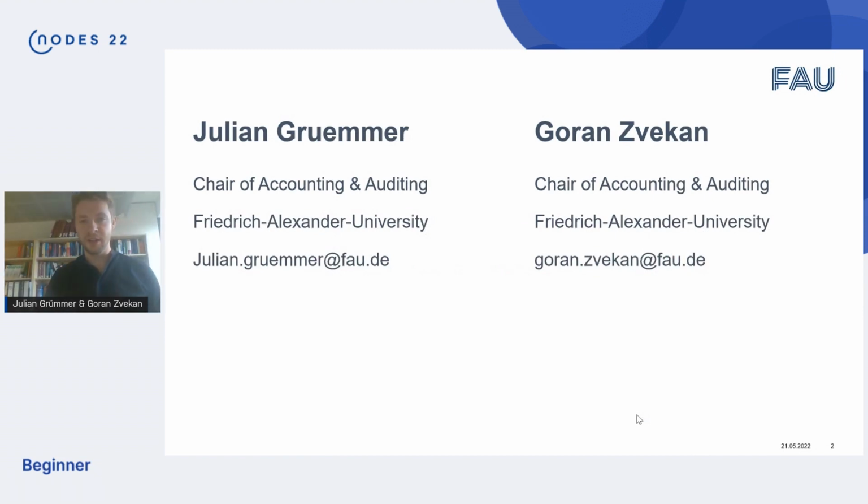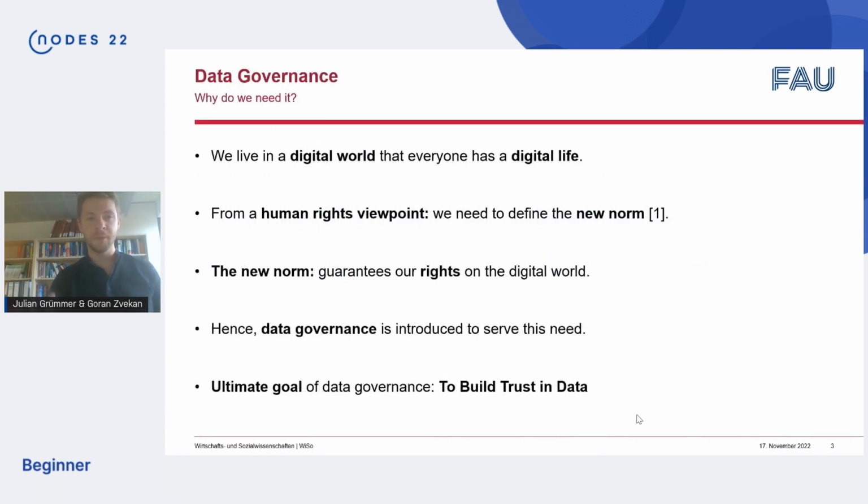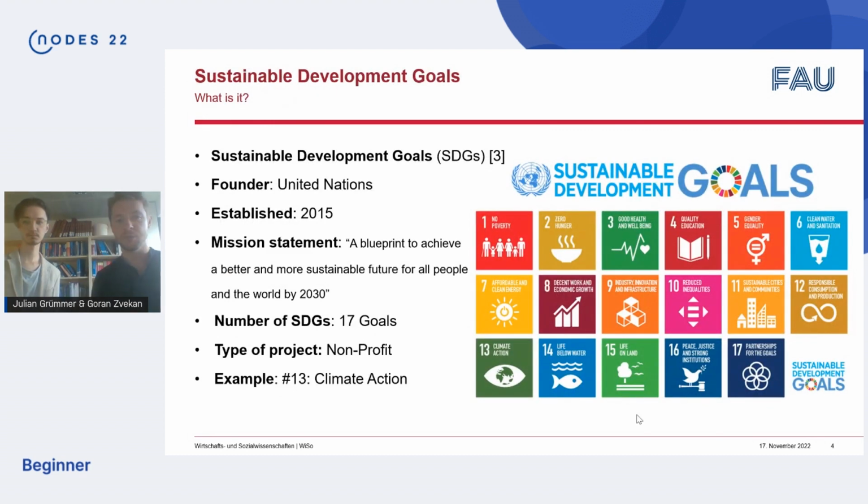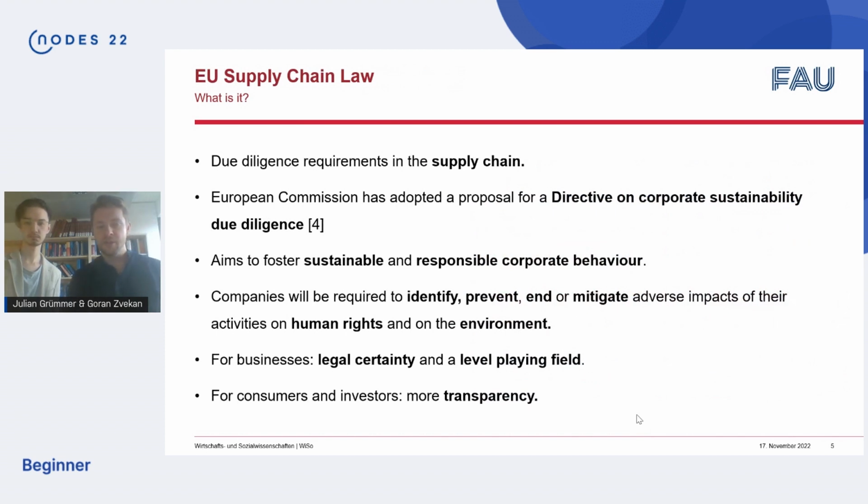Like I already said, my name is Julian, this is Goran, and to give you a little bit of overview of what we are doing, it's all about data governance in the beginning. We live in a digital world where everyone has a digital life. There are various reasons to look at sustainability, Sustainable Development Goals, and ESG-related topics, even when you're working in accounting and auditing. Probably most of you know the Sustainable Development Goals, founded by the United Nations. It was established in 2015. There are 17 goals, and we want to have a look in detail at some of them. This is kind of the beginning for us.